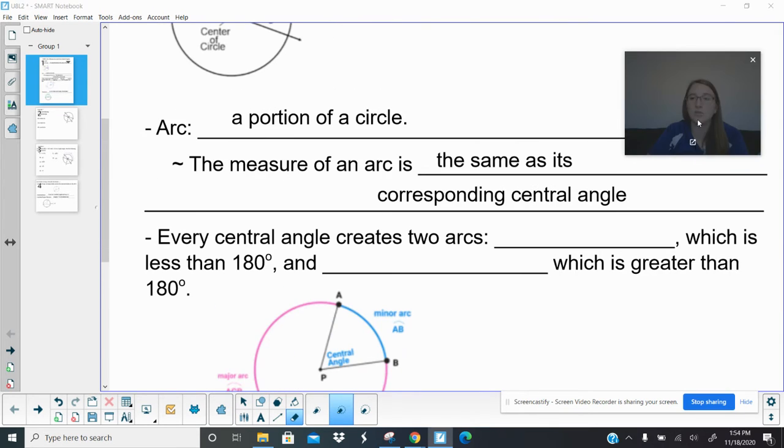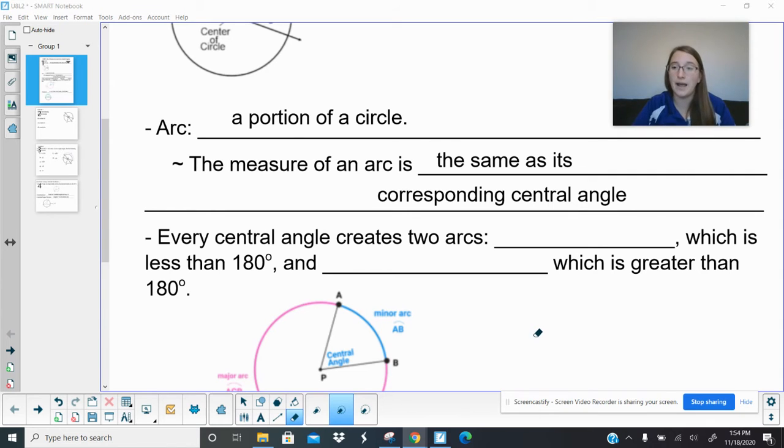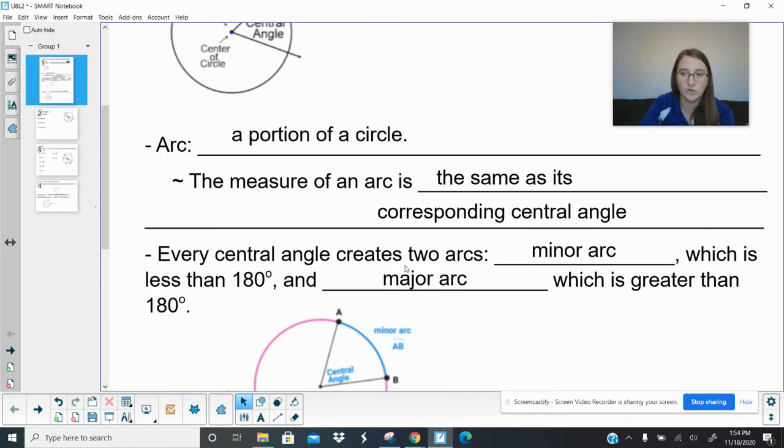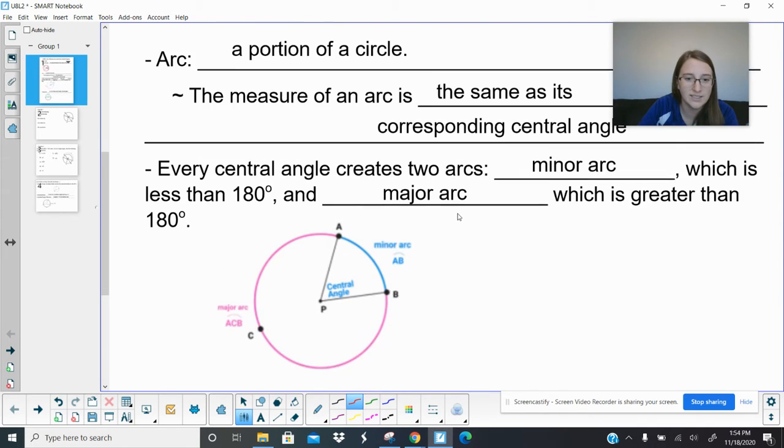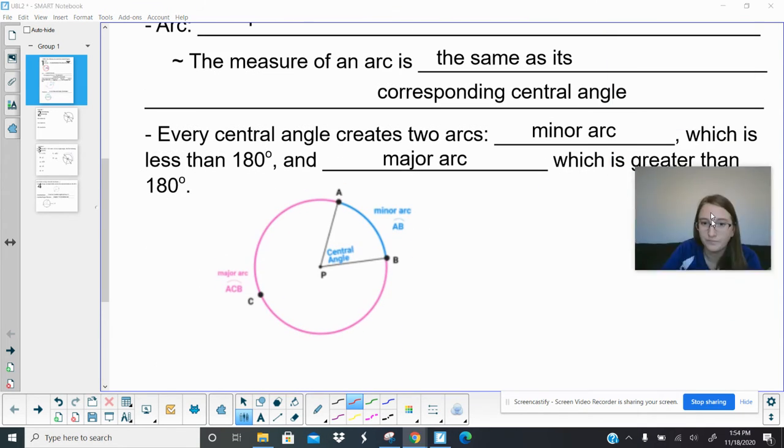That's what we mean by corresponding. However, there's actually 2 arcs that are created by a central angle. We have what's called the minor arc, which is less than 180 degrees, and we have the major arc, which is greater than 180. So I could actually talk about this arc here, which is still created by this angle, or we could talk about the bigger arc on the opposite side. Technically still created by this angle, it's just the opposite side.